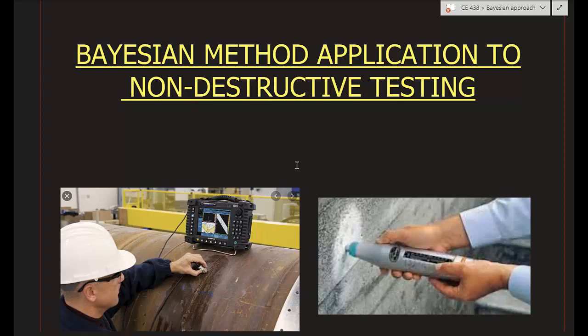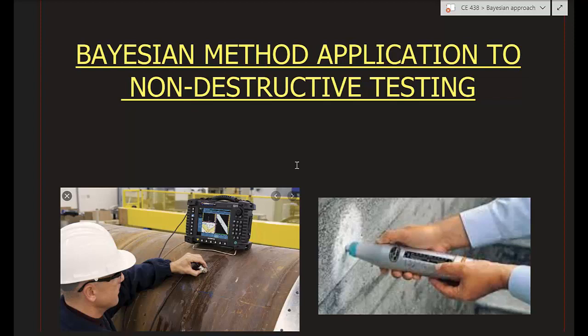So in this video, we will discuss how the Bayesian method can help to detect damage, or to estimate the probability of any damage length, whether it will be detected or not detected.